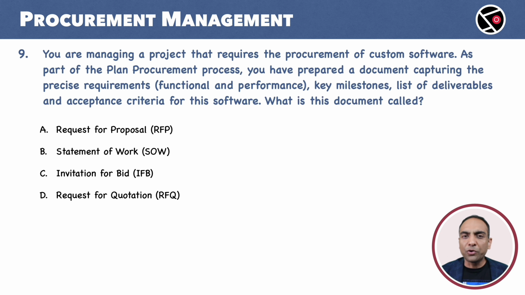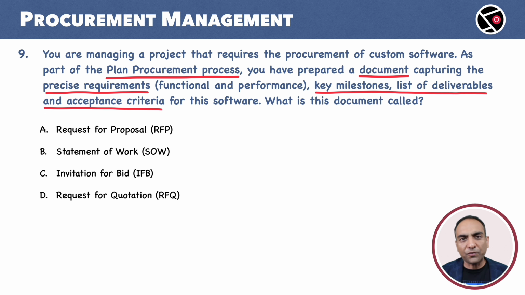You are managing a project that requires procurement of custom software. As a part of the planned procurement process, you have prepared a document capturing the precise requirements, functional and performance, key milestones, list of deliverables, and acceptance criteria for this software. What is this document called? So, which document is this? Let's go through all the options one by one.